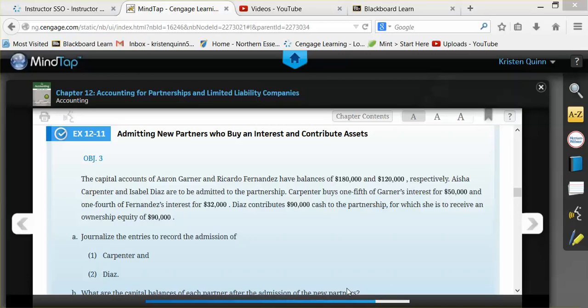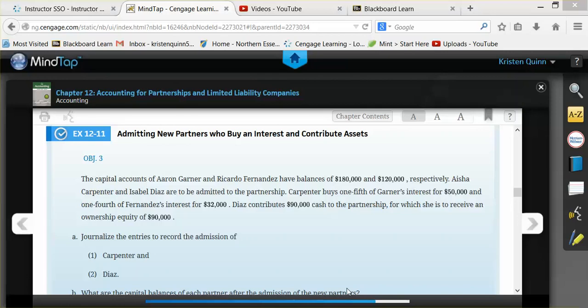The question tells us that the capital accounts of Aaron Gardner and Ricardo Fernandez have balances of $180,000 and $120,000 respectively. Aisha Carpenter and Isabel Diaz are to be admitted to the partnership. Carpenter is going to buy 1/5 of Gardner's interest for $50,000 and 1/4 of Fernandez's interest for $32,000. Diaz is going to contribute $90,000 cash to the partnership, for which she is to receive an ownership equity of $90,000.